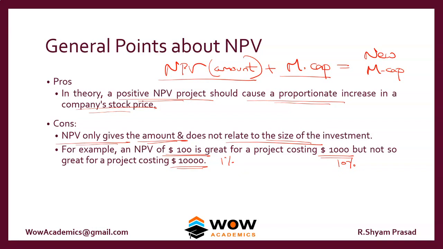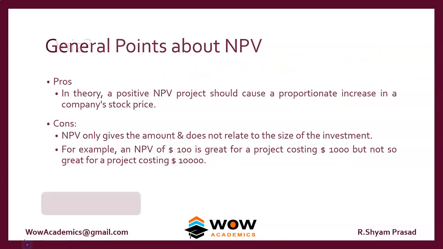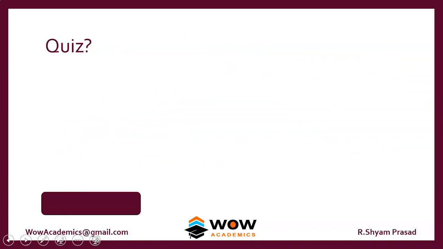So NPV does not differentiate between whether it's 10% profitability or 1% profitability. It just tells you the amount. So that is the drawback of this method. Now we'll move on to a quiz.